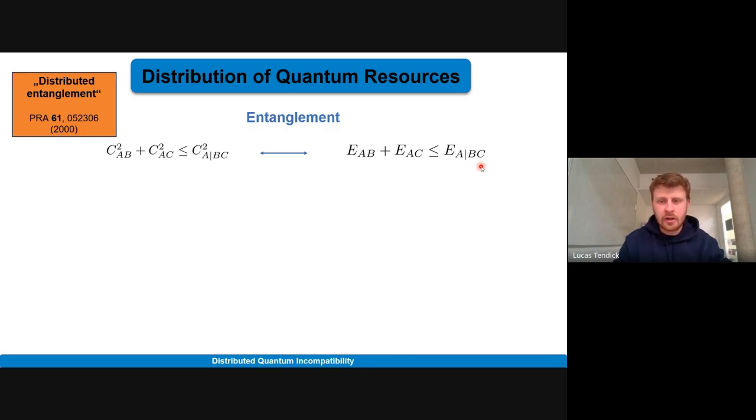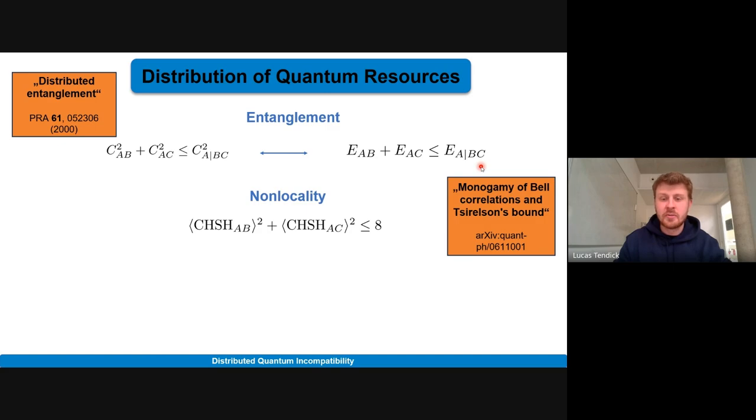And this is not the only example which we have. We also have a similar result for nonlocality by Toner and Verstraete, where they show that the violation of the CHSH inequality squared also behaves monogamously, in the sense that if you reach a value of 2 squared of 2, then you have to reach a value of 0 basically in the other case.